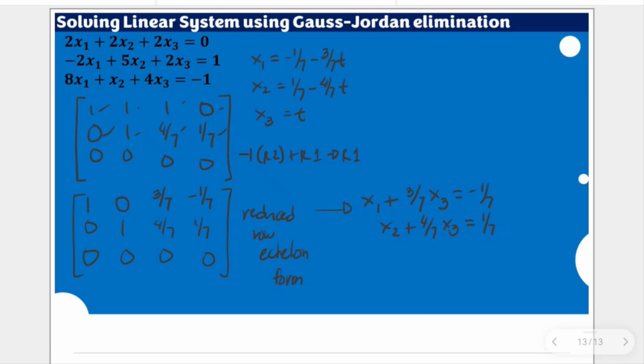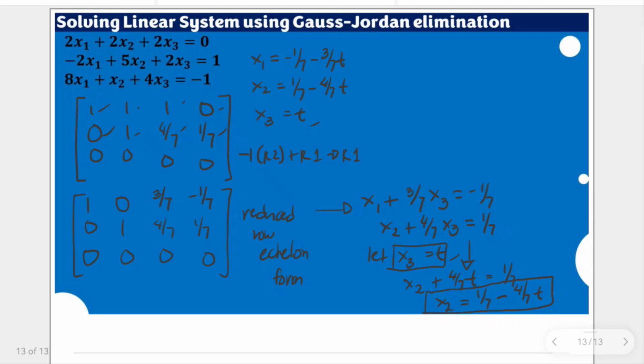And see here that there's no exact value for x sub 2, nor x sub 3, nor x sub 1. So we are going to represent one of them as an arbitrary variable. And we chose here, just like last time, x sub 3 as our t, so that we will have the same variable here. And with that, this equation here would become x sub 2 plus 4/7 of t is equal to 1/7. That would mean x sub 2 is equal to 1/7 minus 4/7 of t.